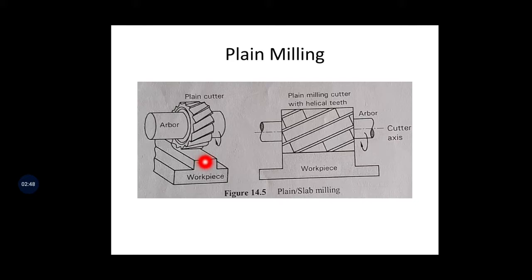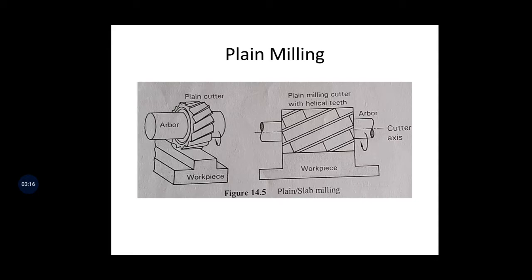So to sum up again: this is the workpiece, this is the arbor, horizontal. We have to perform this in the horizontal milling machine. The plain milling cutter is mounted on the arbor, so as the arbor rotates, the plain milling cutter also rotates. We have to give the feed like this, and the whole workpiece surface will be leveled. It is plain milling, also called slab milling.